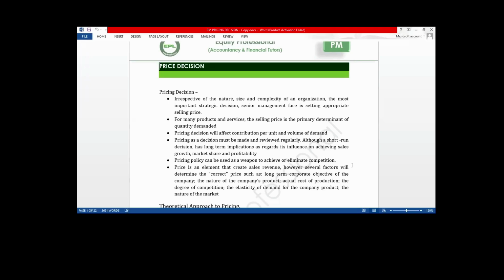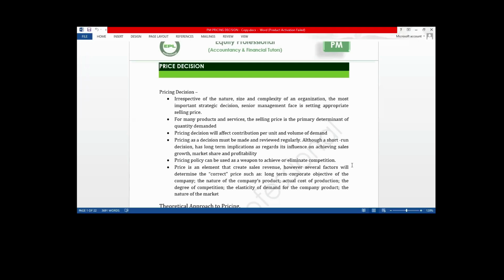Note, you can have price elasticity of demand. That means price can affect demand. You can have income elasticity of demand. That means income can affect demand. And so on. All right.